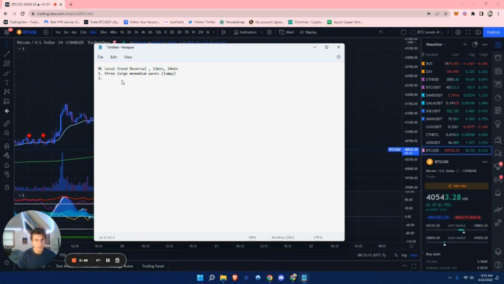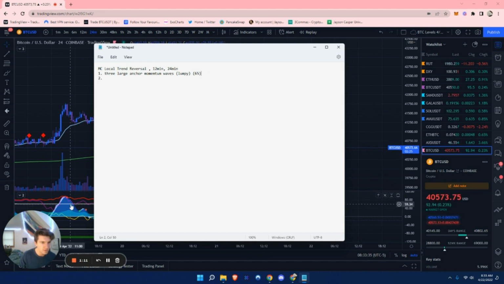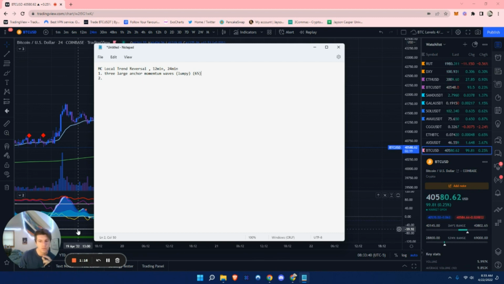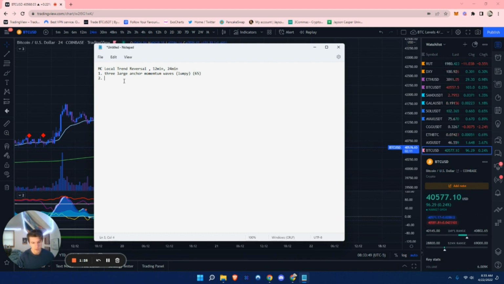Next thing you want to look for is, of course, 3 anchor waves. Actually, I'll just say these must be 3 large anchor waves, and they must be lumpy. And really, you want to see momentum greater than 65 on each of these. When you turn on the OB solid and OS solid, it will be 60. But you want to see it go past that and just be a large momentum wave. The larger, the better.